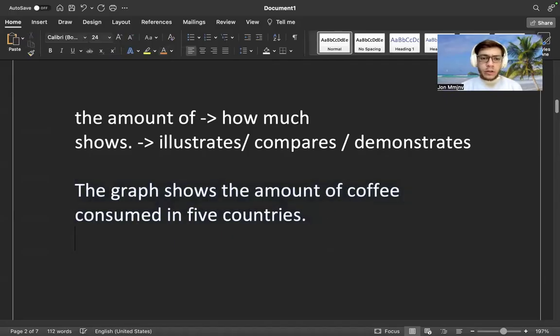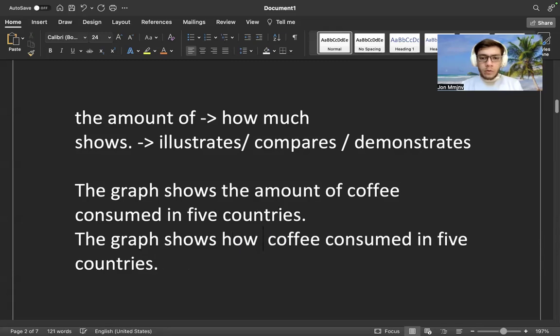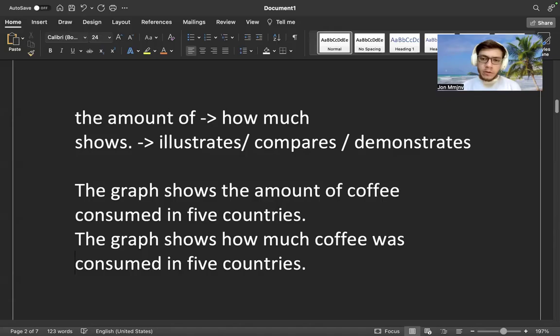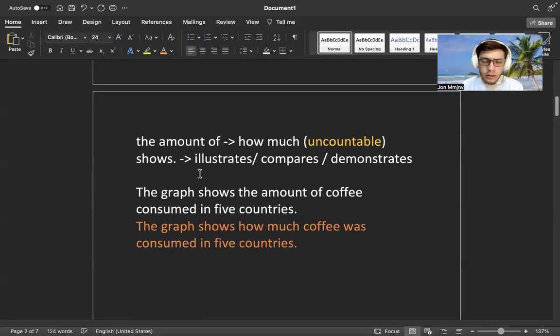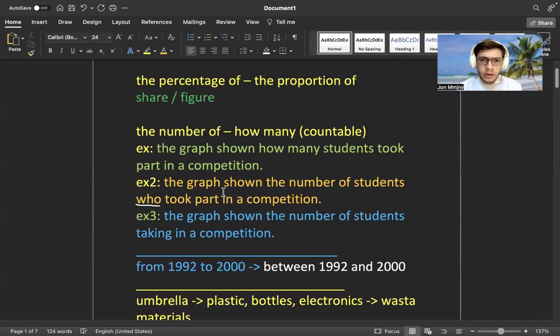And if you want another way, you just take the same thing and write the graph shows how much coffee was consumed in five countries. These two things are the same, but you cannot use the number of, because you cannot count coffee. So these are used for uncountables. Okay. So this is another rule that you need to follow. Instead of shows, you can say illustrates and demonstrates and all that. And these are some other rules that we used.